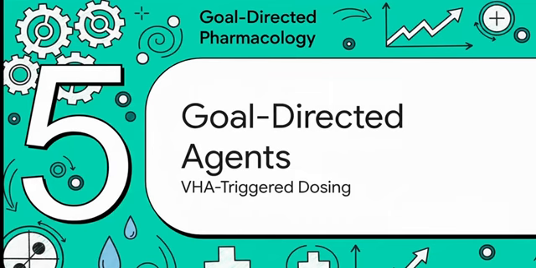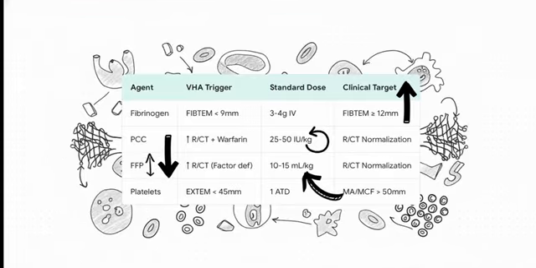The diagnostic data derived from the VHA should directly inform our goal-directed pharmacology, enabling precise dosing of specific hemostatic agents. Each intervention is triggered by a specific VHA parameter, and for residents, understanding the physiological rationale is essential. A FIBTEM MCF below 9 millimeters signifies a structurally inadequate fibrin backbone. The logical treatment is to provide that substrate with fibrinogen concentrate or cryoprecipitate, aiming for a target MCF of at least 12 millimeters.